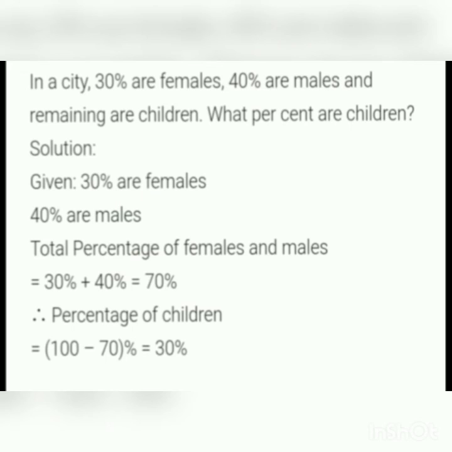Children. So the remaining percentage, you know we are expressing percentage out of what? 100. Percentage means out of 100. So out of 100, 70 makes females and males. Then for the remaining children, what will be the value? 100 minus 70, that is 30 percent, will give you the percentage of children. We got 70 already, females and males together. Then out of 100 what is remaining? 30 percent.